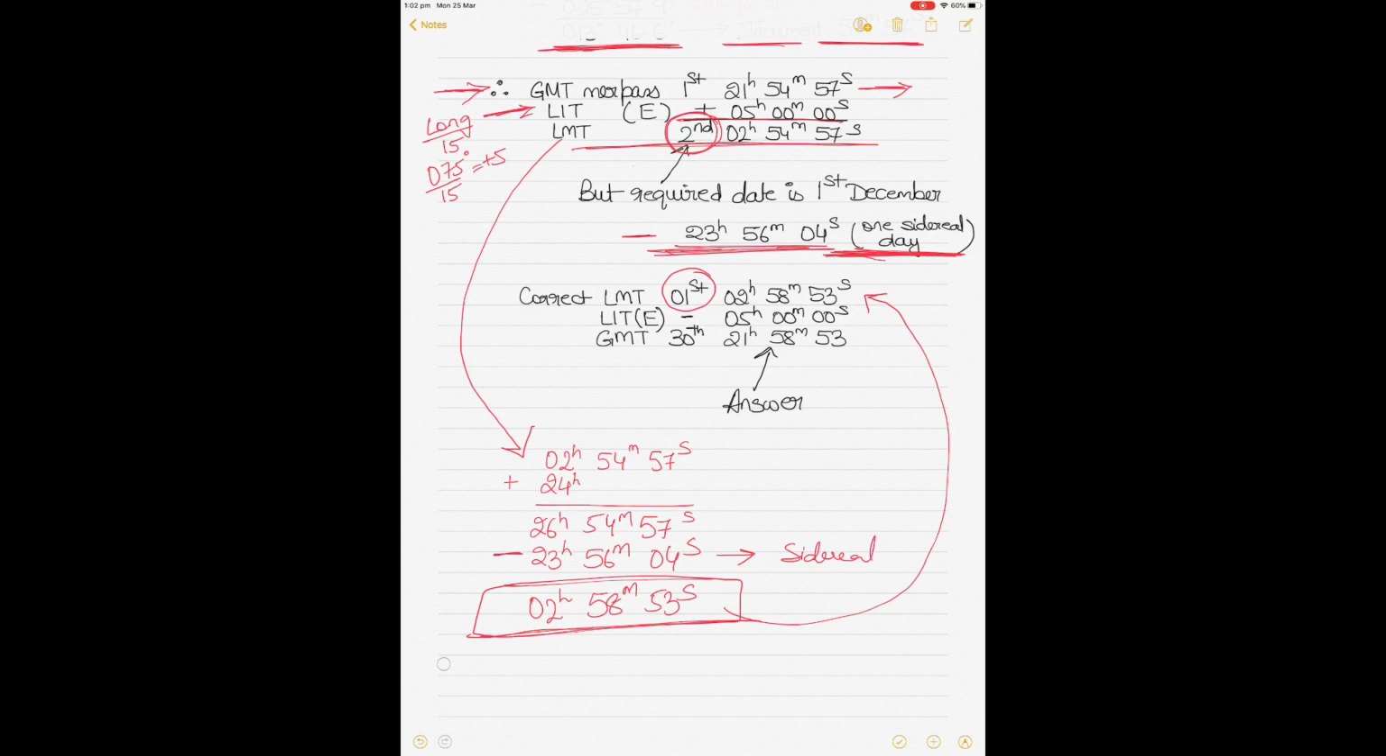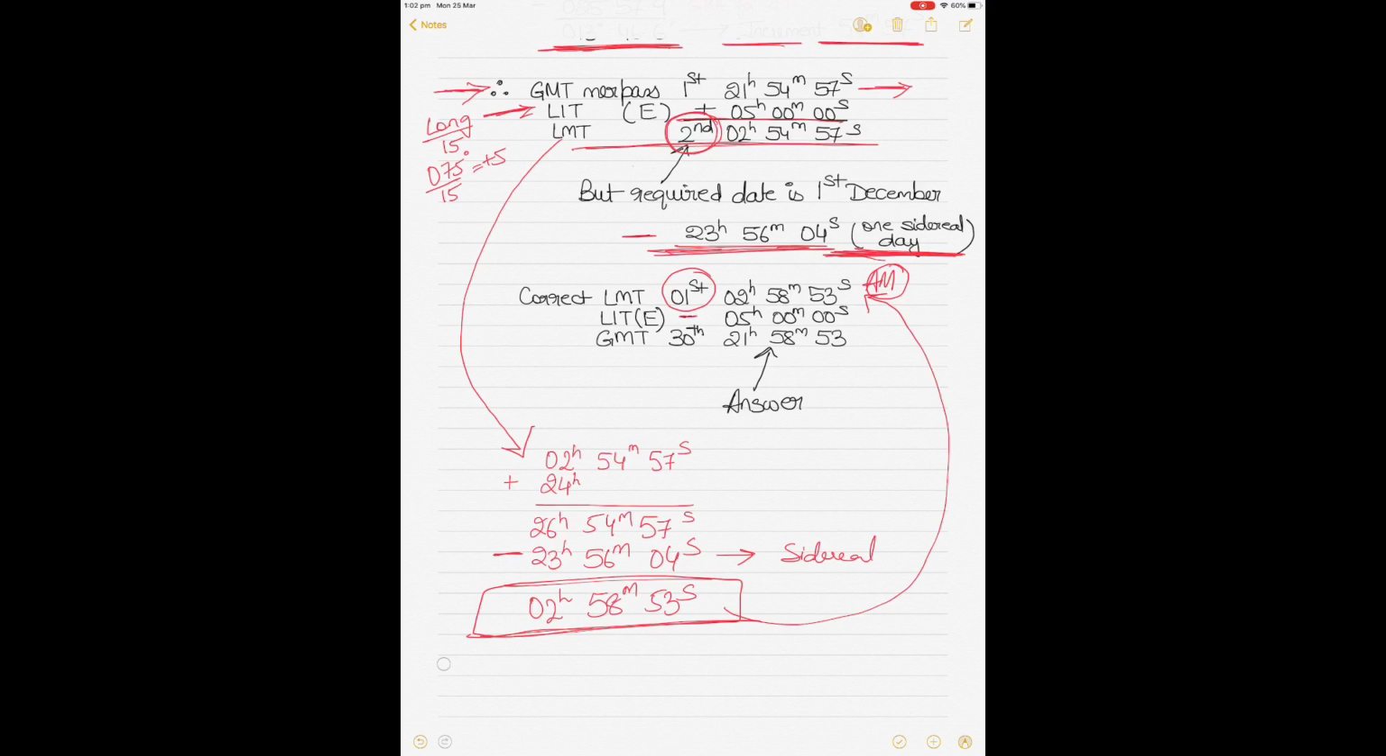Because by our calculation, the LMT was coming on the 2nd of December if GMT was 1st of December 21:54:57, I had to subtract 1 sidereal day to make it the previous day. So when I get my LMT here as 1st of December 02 hours 58 minutes 53 seconds, I can see it's AM. I can also see it's 1st of December.